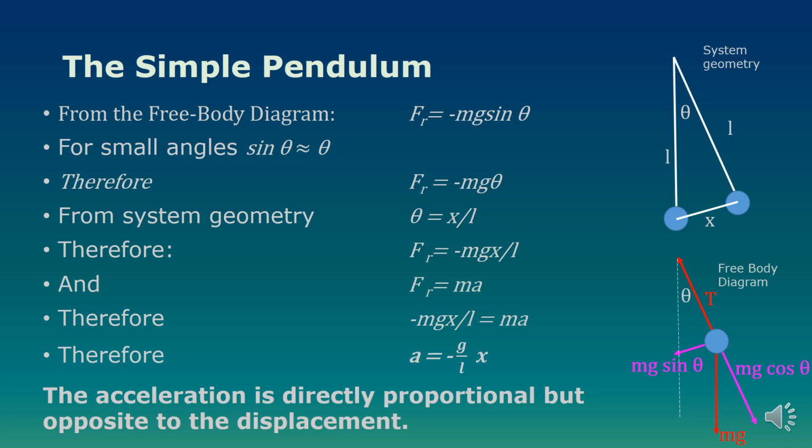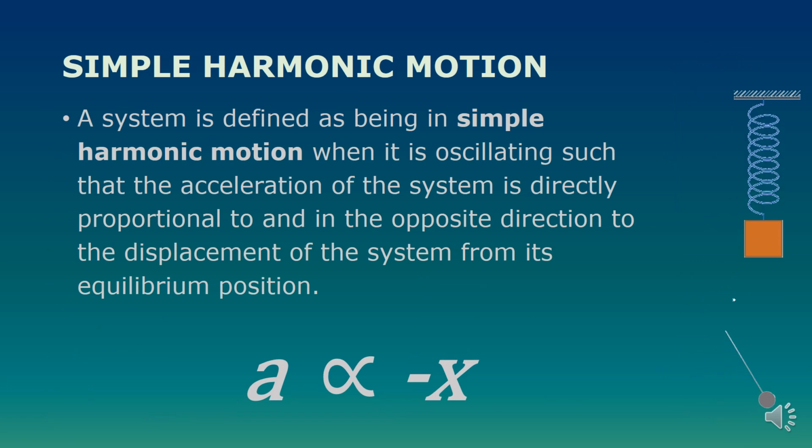So the definition for simple harmonic motion is this: a system is in simple harmonic motion when it is oscillating such that the acceleration of the system is directly proportional to, and in the opposite direction to, the displacement of the system from its equilibrium position, i.e. acceleration is directly proportional to minus x. And that's absolutely key. All the maths we've just done was leading to that point, to make you realise that both systems have the same conclusion: the acceleration is directly proportional but in the opposite direction to the displacement of the system. That's what defines an object being in simple harmonic motion.